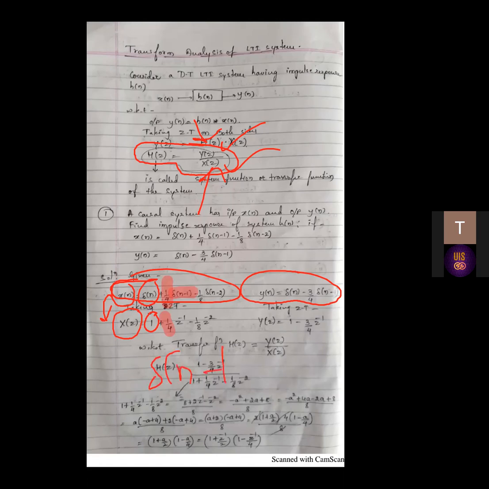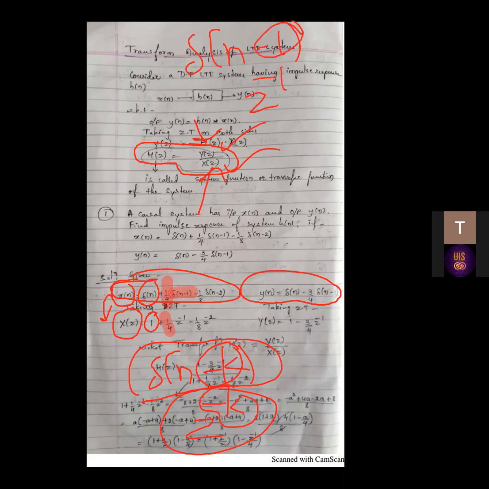I think in the table this is given to you. For delta of n minus k, the z transform is z raised to minus k. Whatever shift is there, that will be the power of z. So if k is equal to 1, delta of n minus 1, your z transform will be z raised to minus 1. The shift will be the power. So for delta of n minus 1, the z transform is z raised to minus 1. Then minus 1 by 8 is kept as it is.